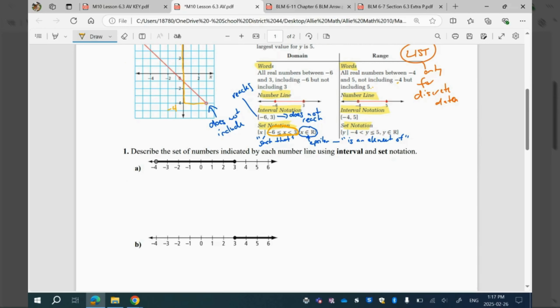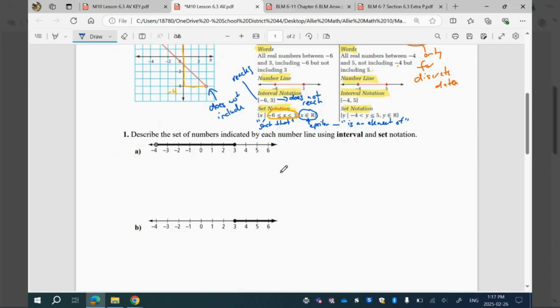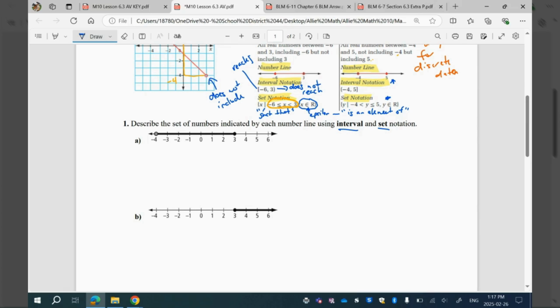Okay, a lot of description in the beginning. Let's play around with it a little bit. Describe the set of numbers indicated by each number line using interval and set notation. So we're going to be using this one right here and this one right here. Let's start with our interval notation. Let's look at what's going on.